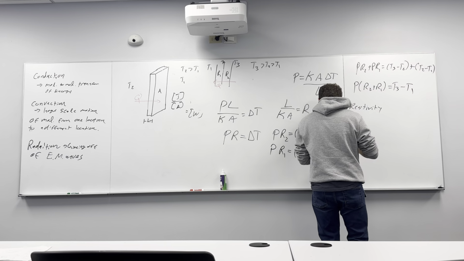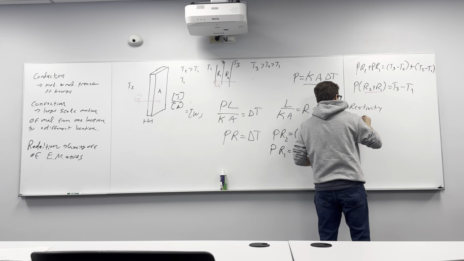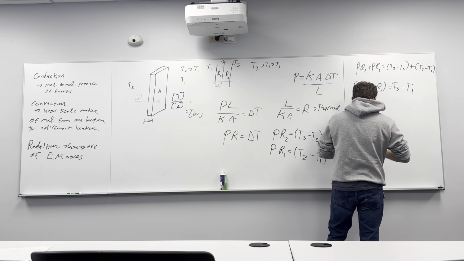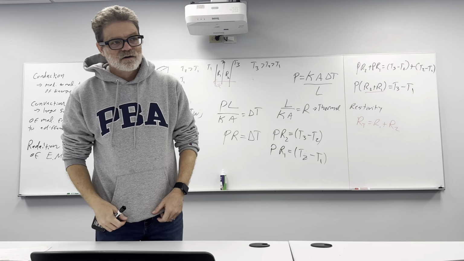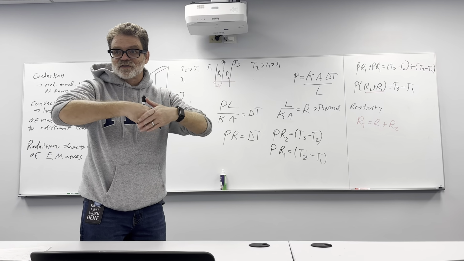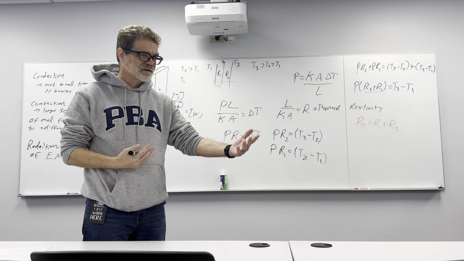So this here is our total. The thermal resistivities just add. So when I put on a sweater, and a t-shirt, and a jacket, I just add the thermal resistivities to get the total resistivity, the total insulating power. Does that make sense, everybody?